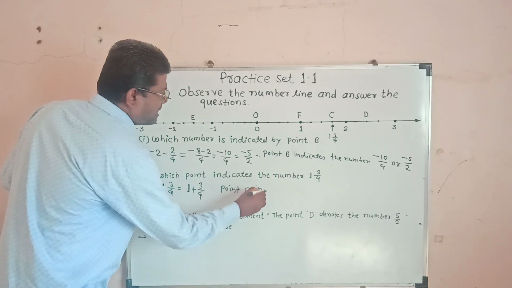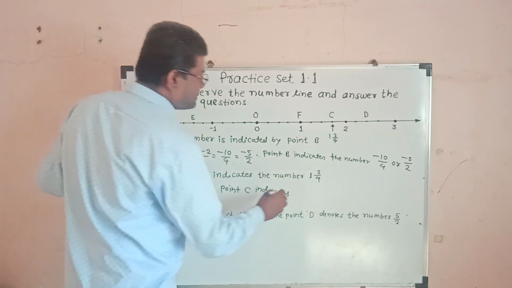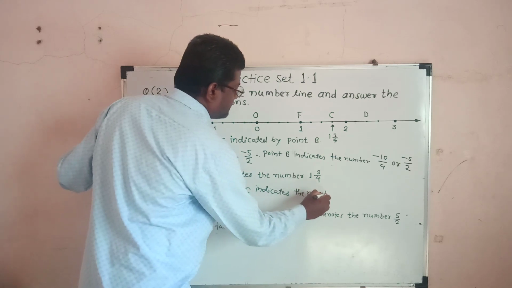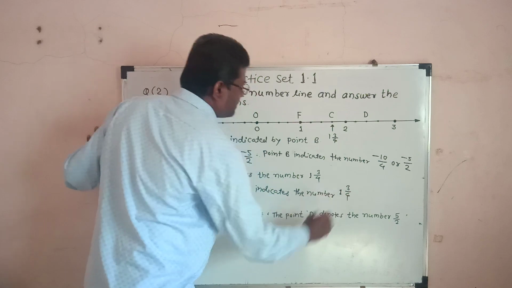Point C indicates the number 1 and 3 upon 4.